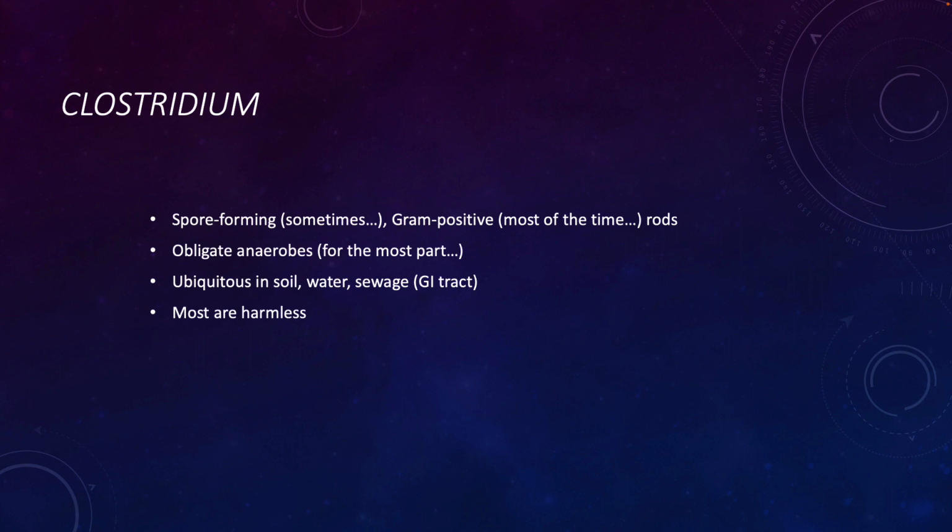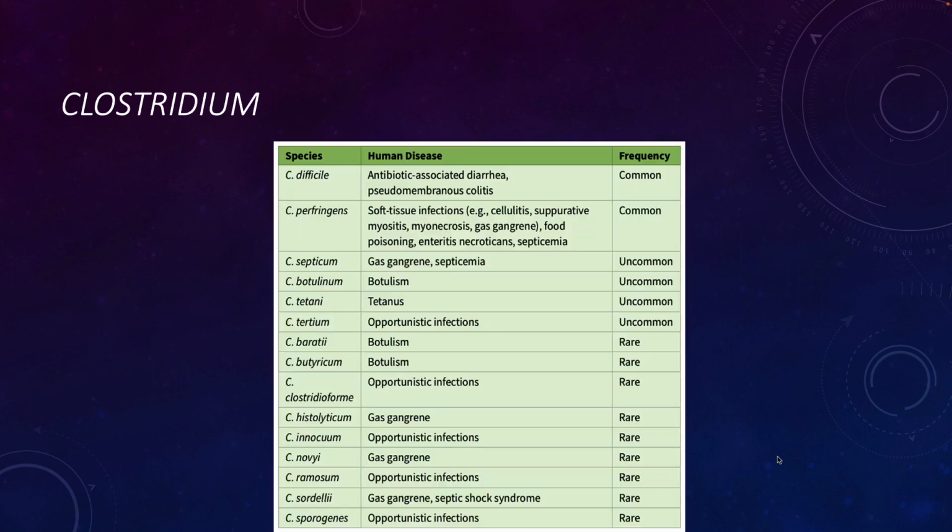And the majority of species are harmless, but of course that's not fun for us to talk about in MedMicro. So we are going to talk about pathogenic species that can cause a variety of different manifestations of disease, including food poisoning, tetanus, botulism, and gas gangrene. There are, again, a number of different species in this genus. We're going to talk about only 4 of them.